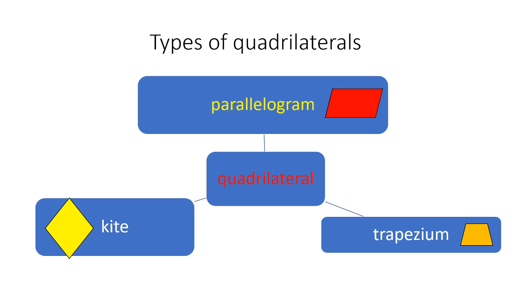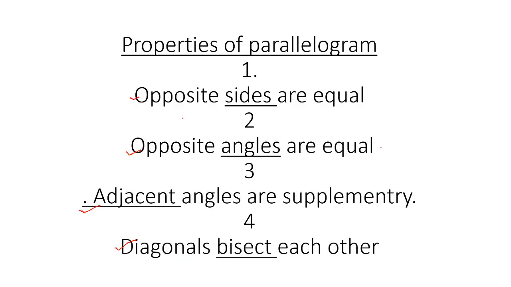The main types of quadrilaterals are parallelogram, kite, and trapezium. First one is parallelogram, second one is kite, and third one is trapezium. Now we are studying the parallelogram. The properties of parallelogram, which I have already explained and proved, let us revise quickly.